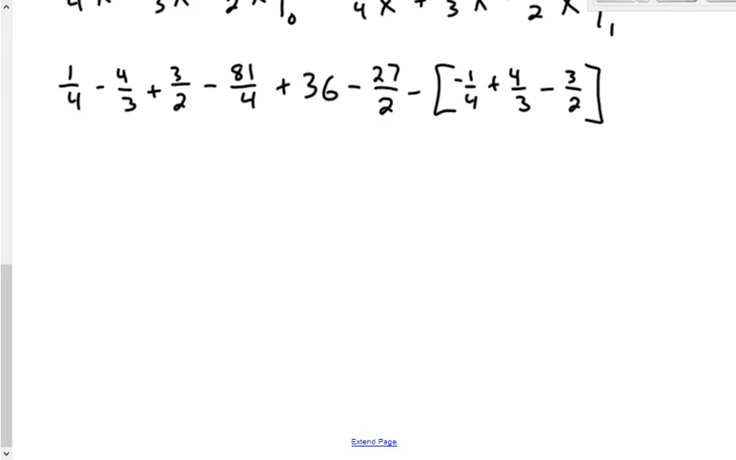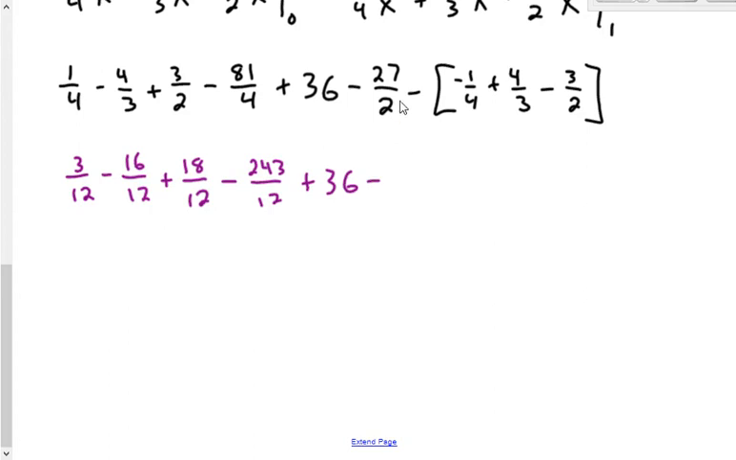So now I can go through, let's see, I'm going to need a common denominator. Might as well add everything up. Between 4, 3, and 2, common denominator would be 12. So I'll multiply this top and bottom by 3 and get 3 over 12. Minus, I'll multiply this by 4 and get 16 over 12. Multiply this by 6 and get 18 over 12. Multiply this by 3 and I'll get 243 over 12. Plus this 36, I'm not going to put it over 12. Then minus, if I multiply this by 6, I get 120 and 42, 162 over 12.